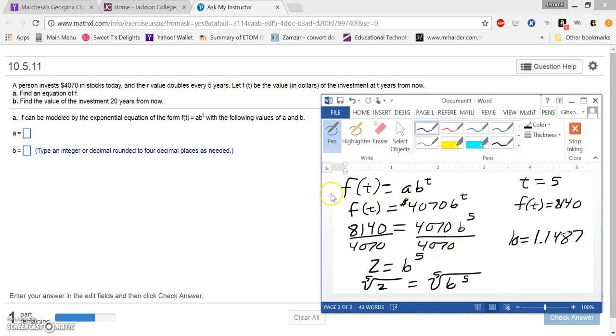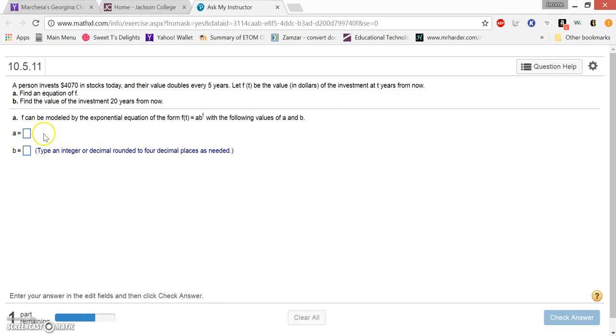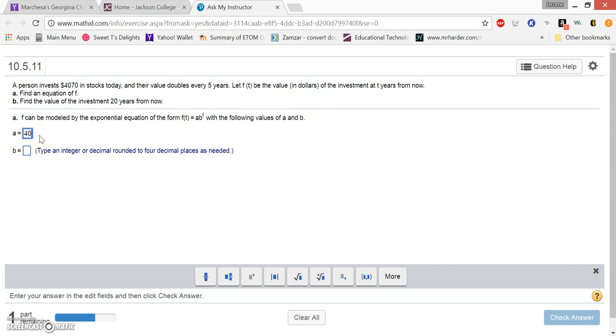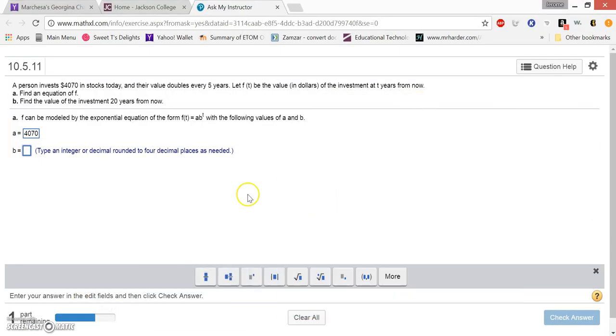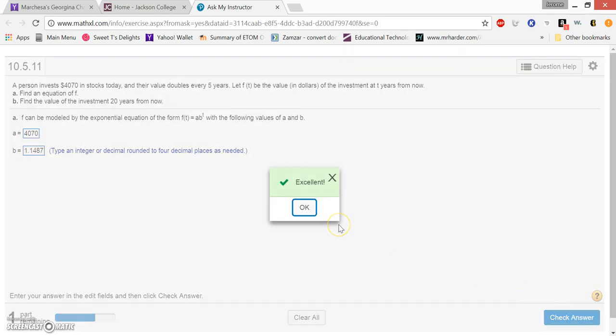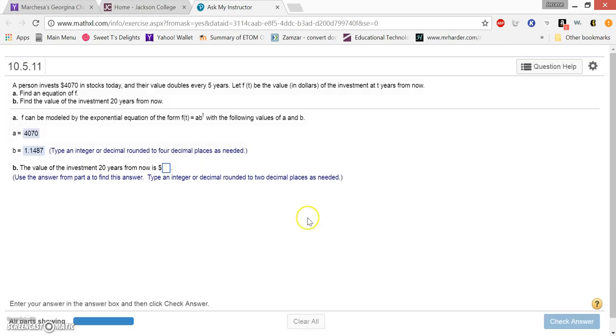Now, what we're supposed to do, we need to type in these values. Let's type them in just to be certain. So we know A will be 4,070. And then B, let me look back here, B will be 1.1487. Check our answer, and it's correct.